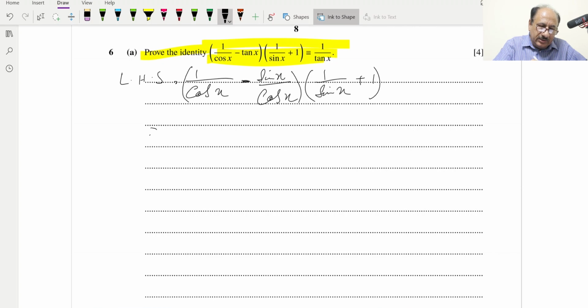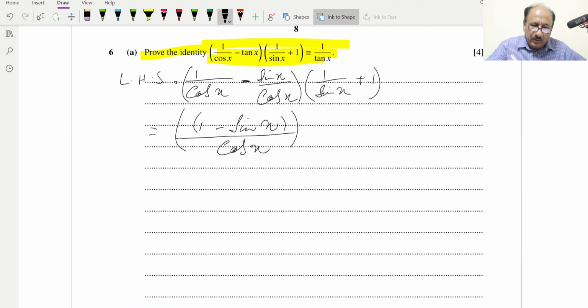Now we can take the LCM on this side. This will be cos x as the LCM, and this one will be 1 minus sine x on top as the numerator, and this one we will put in brackets, and the LCM of this side will be sine x, and this will be 1 plus sine x, this one.